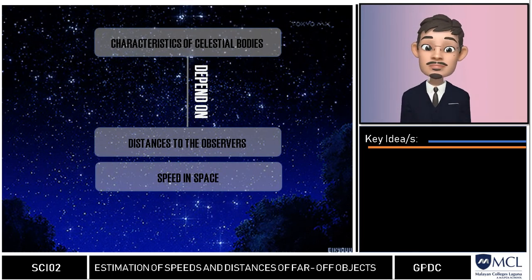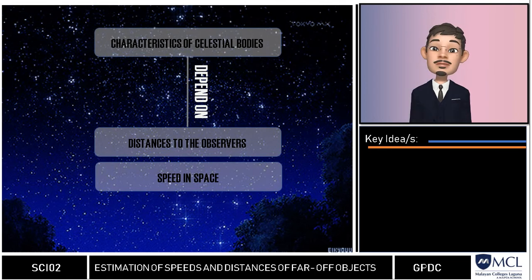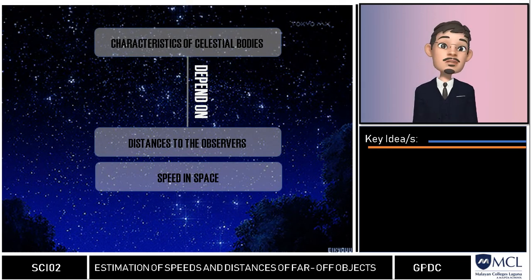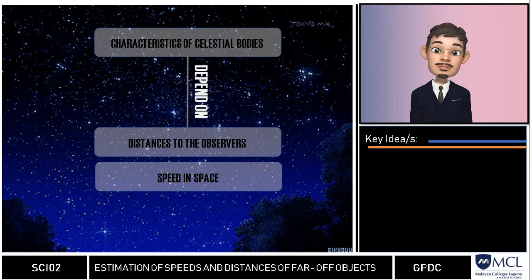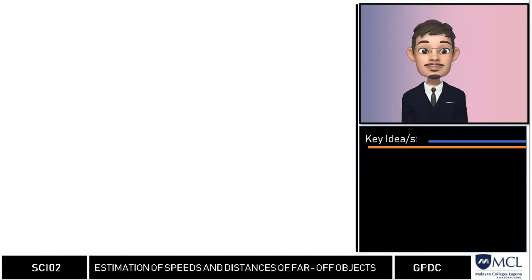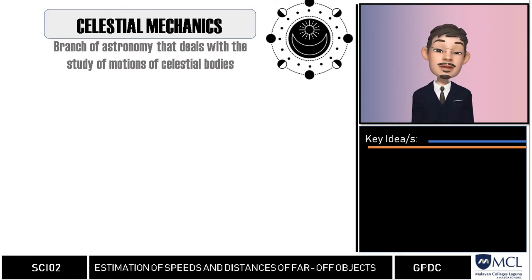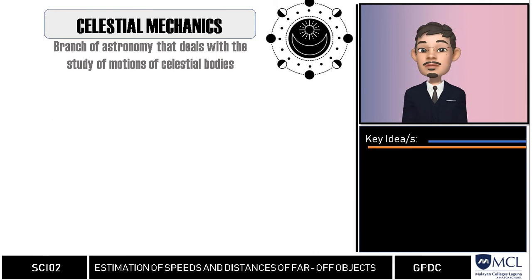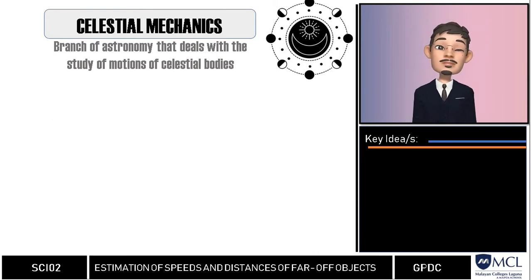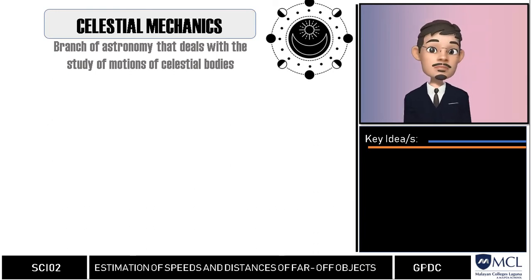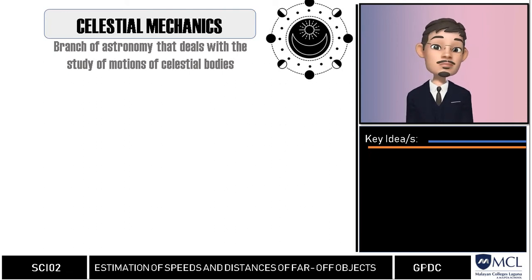In this video, we will explain how the speeds and distances of far-off objects are estimated. The branch of astronomy that deals with the motions of celestial bodies is called celestial mechanics. Astronomers studying celestial mechanics usually estimate the speed and distances of celestial objects. Take note, however, that there is no single method that can be used to measure the distances of all celestial bodies that can be seen from Earth.